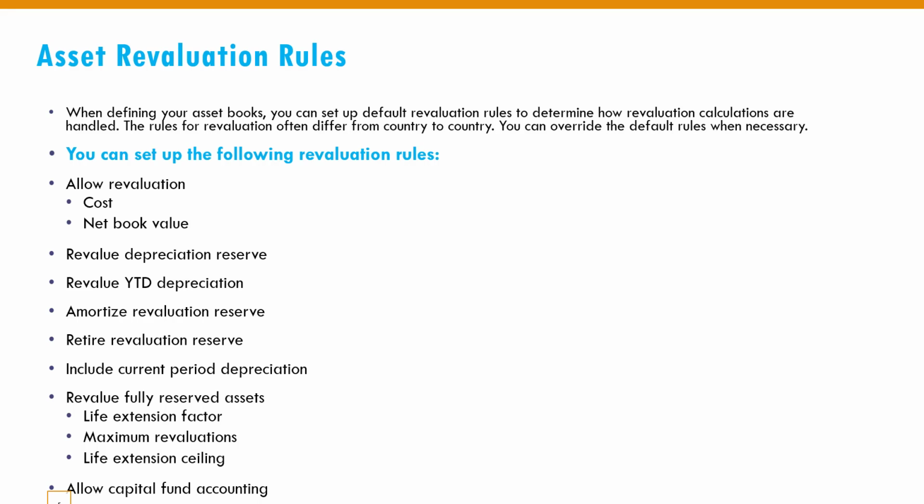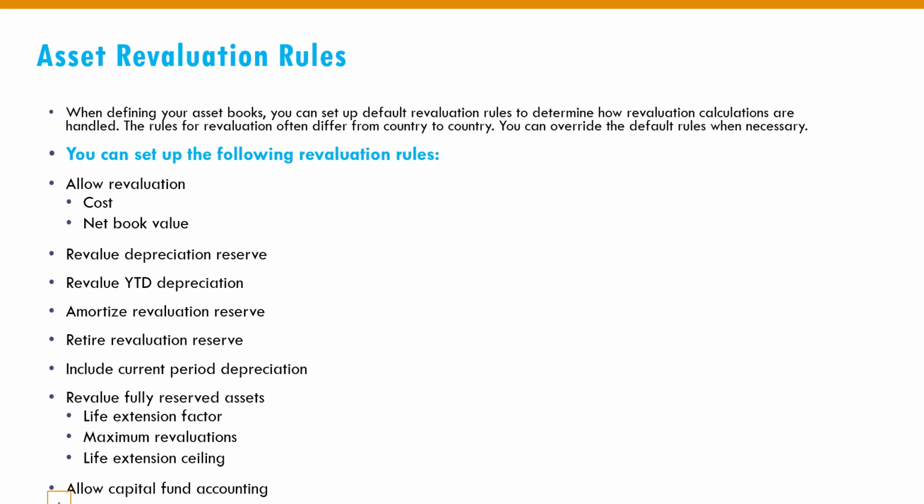For include current period depreciation, again you are deciding whether to include current period depreciation. If you select yes, Assets revalues the carrying cost of the asset at the end of the period in which the revaluation transaction occurs. If you select no, Assets revalues the carrying cost of the asset at the start of the period in which the revaluation transaction occurs.